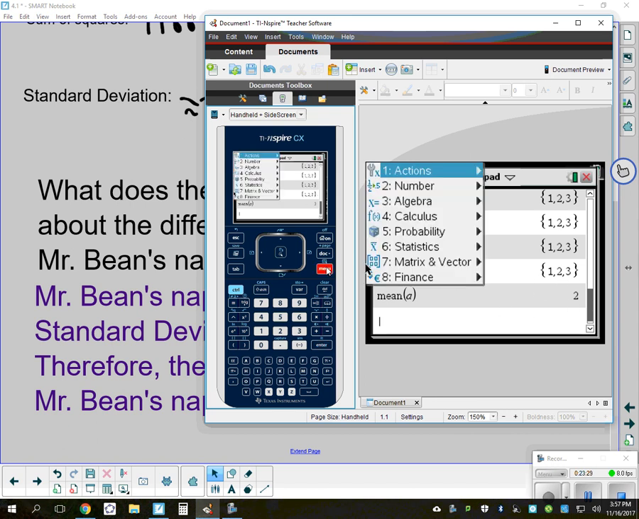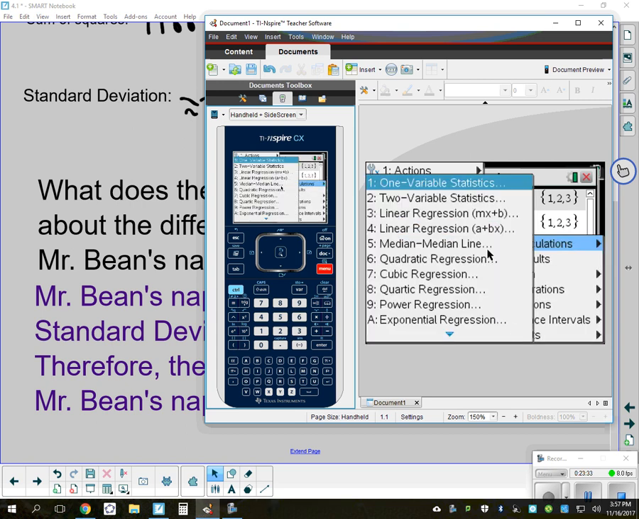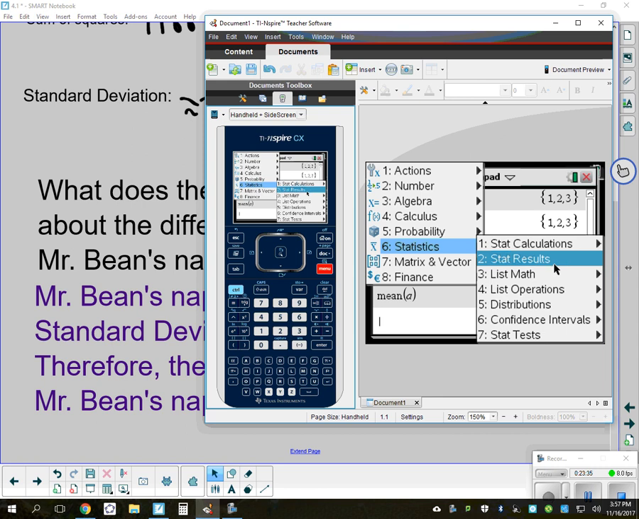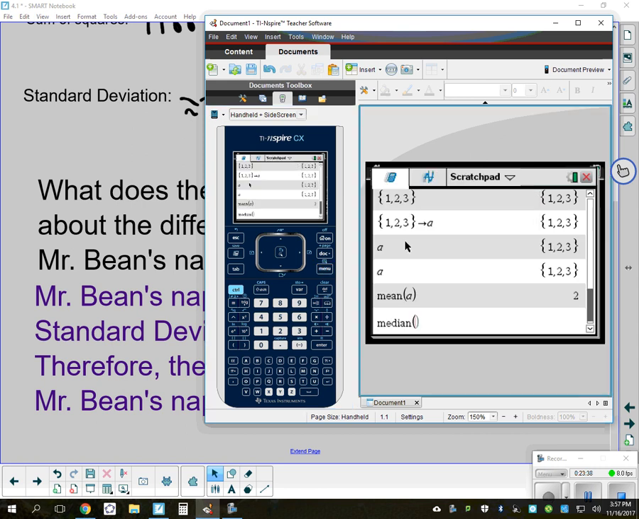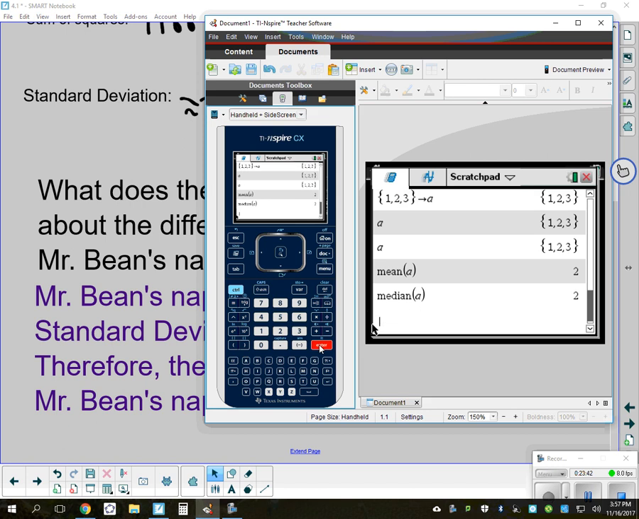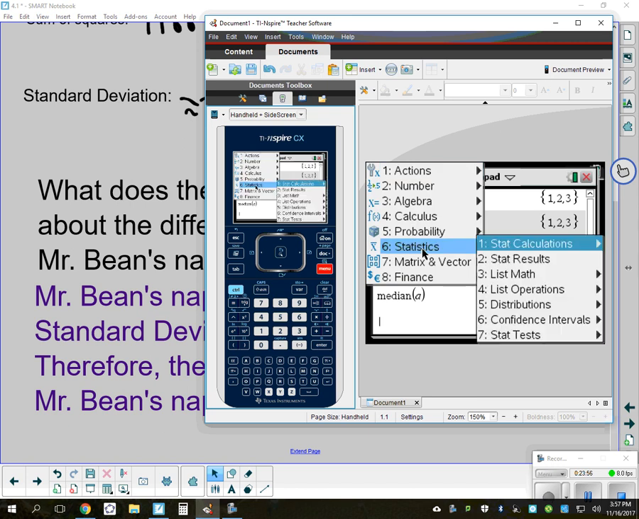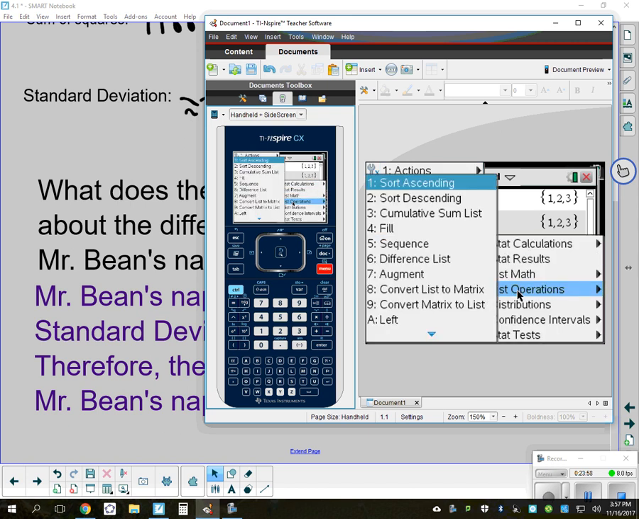You can also do the menu, statistics, oops, not that, list math, median of A, hit enter, and it is 2 because 2 is your middle number. It doesn't do the mode or the range, but what it will do is if you have a list that's not in order, you can order it on your calculator, and that is under menu, statistics, list operations, and you can either sort it ascending or descending.